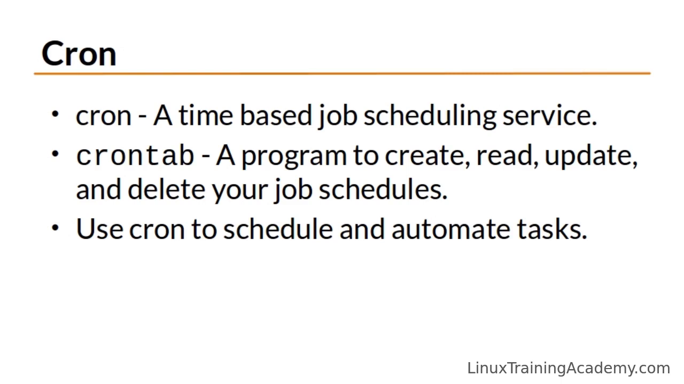The cron service is a time-based job scheduling system that starts when the system boots. Every minute, the cron service checks to see if there are any scheduled jobs to run, and if so, it runs them. Cron jobs are often used to automate a process or perform routine maintenance. You can schedule cron jobs by using the crontab command.